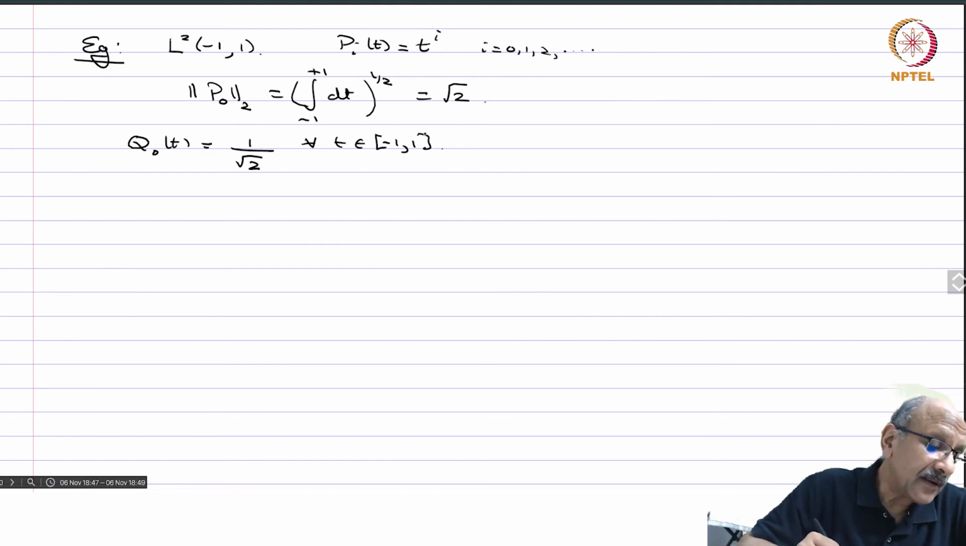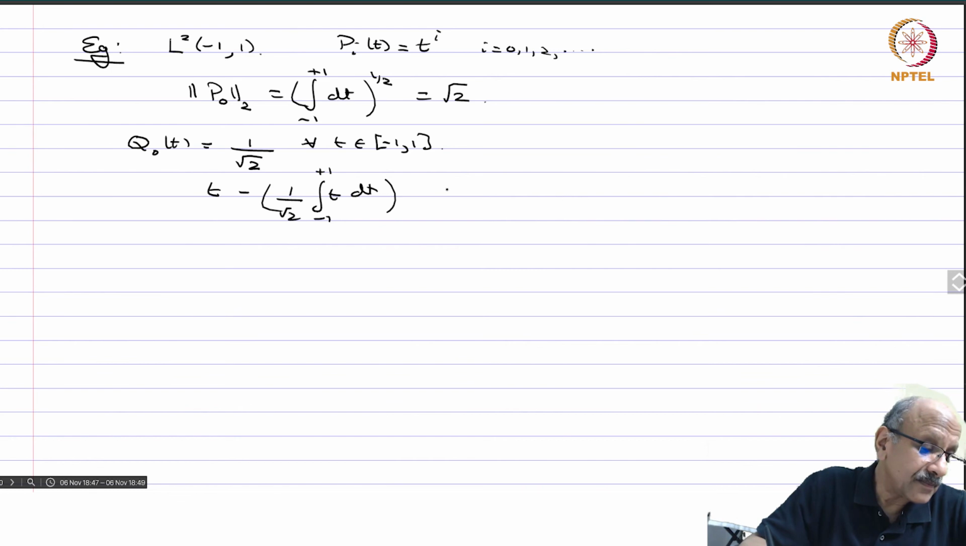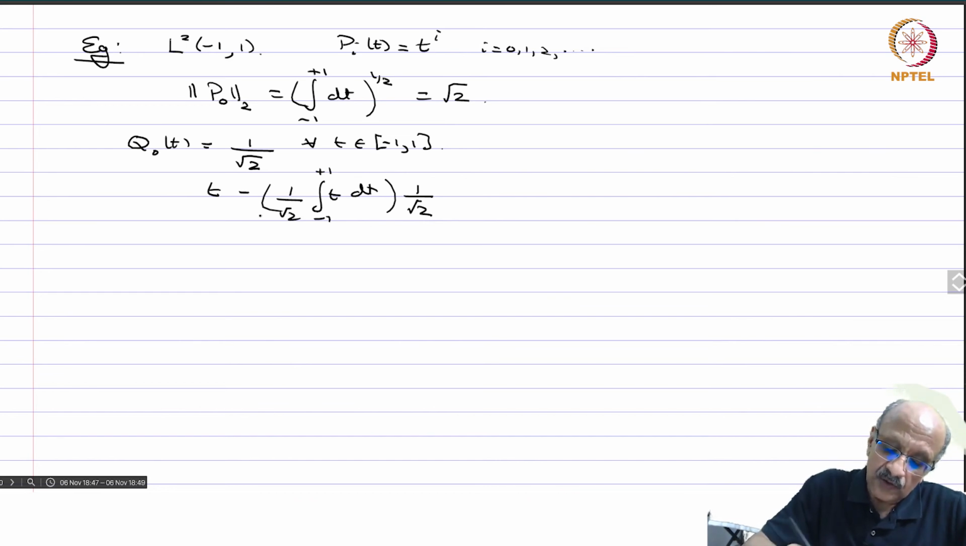So now consider the following function. P1 is t, okay. So t minus, I am going to take the inner product of t with Q naught. Q naught is 1 by root 2, so 1 by root 2 integral t dt from minus 1 to 1. Okay, so that is just the inner product, and then multiplied by Q naught. So I have to write Q naught of t, which is 1 by root 2. Now the integral of t is an odd function, so if you integrate, you have got t square, and plugging in plus 1 and minus 1, it's the same, so we will get 0. So this term will not come, so this is just t. And then call this Q1 of t.